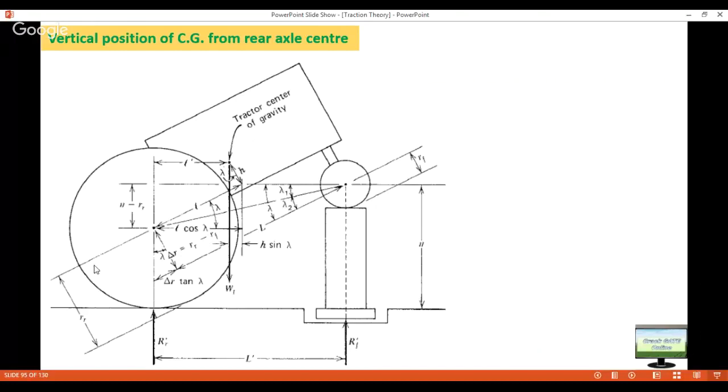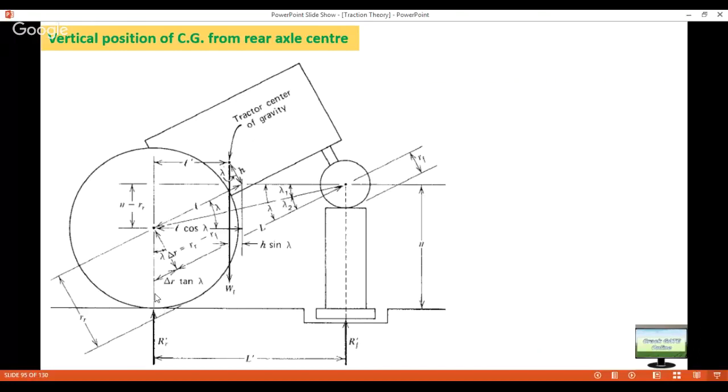Now this complete thing is the rear tire radius, and this distance is your front tire radius. When you lift it up, this distance is basically the difference between rear tire radius and front tire radius, which we have denoted as delta r. So delta r will be rr minus rf. So this perpendicular distance is delta r.